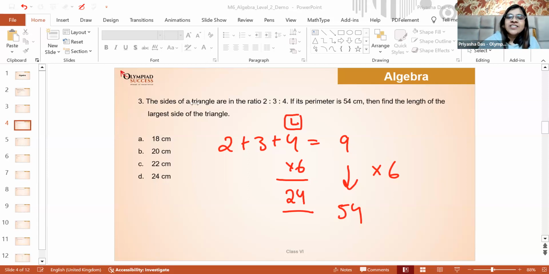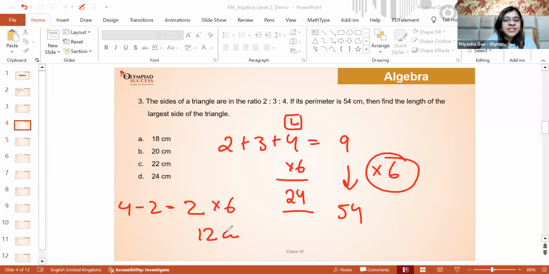6 is not the correct answer, my dear buddies, because 4 minus 2 is 2 and 2 times 6 will be 12 centimeters difference. If you want, you can also calculate and get the value here. The shortest side is 12 centimeters long, and the longest side you already calculated in the previous question, 24. So 24 minus 12 is 12. And the shortcut of doing that is subtract the ratios, 4 minus 2, your remaining value is 2, multiply that with the ratio value 6, and you get the answer. See that? Getting that, everyone? Okay, good.